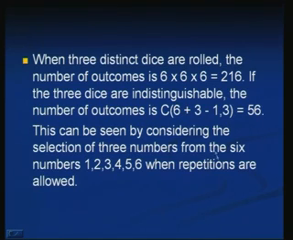If the 3 dice are indistinguishable, that is, you do not want to distinguish between the first, second and third one, then to get the number of outcomes you have to use the formula C.